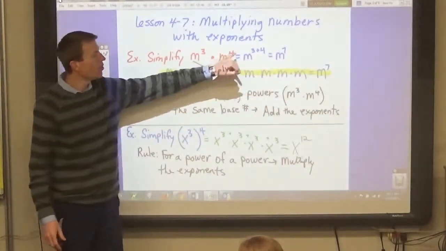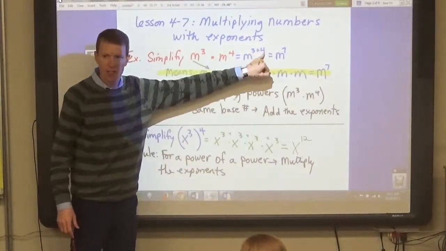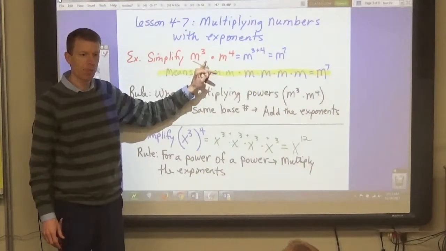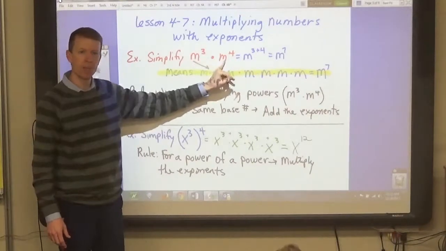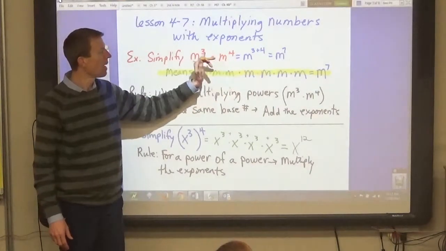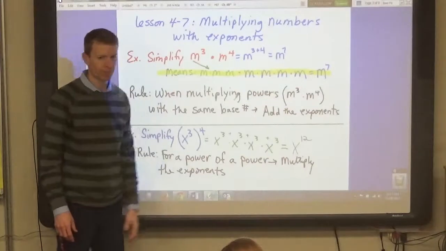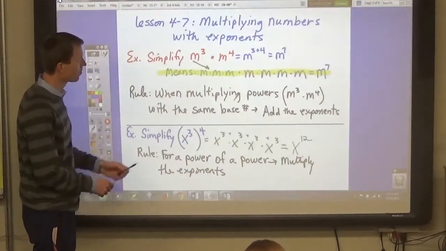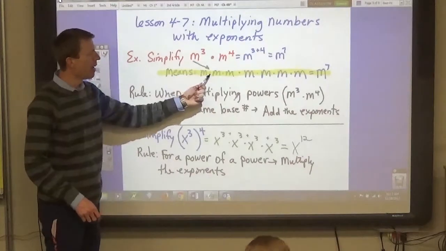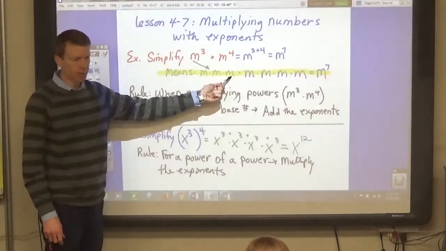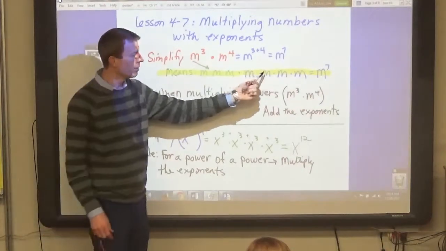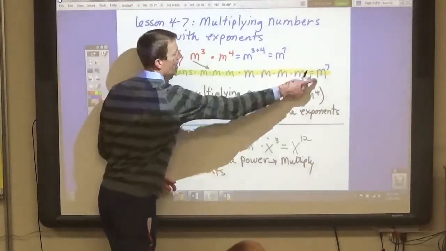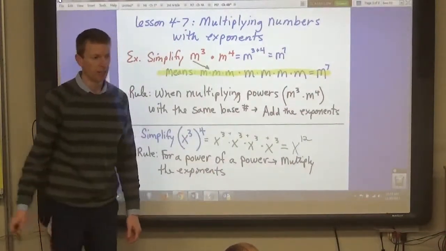The rule is that you can add the exponents when the bases are the same. So since they both have a base of m, you can just add 3 plus 4. Okay? This is how you would write that out in expanded form. M to the third, m times m times m, right? M to the fourth, m times m times m times m. So you're just counting up all of the m's that are being multiplied together.